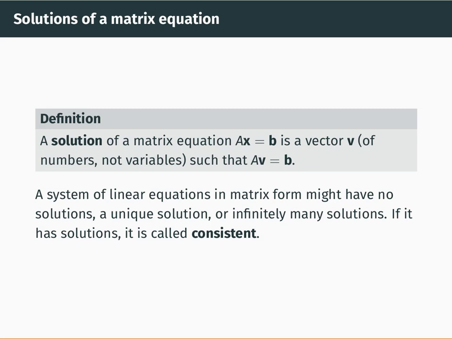On this slide I'm going to give a formal definition of a solution to a matrix equation, because it so happens that we're going to talk about solutions a lot and I need to be precise about what I mean by a solution. A solution of a matrix equation of the form A times X equals B is a vector V, this time of numbers, not variables but numbers, such that A times V is equal to B. So really this is just what you think it is. This is the normal commonplace meaning of a solution of a system of equations. It's a set of values that the variables in that equation can take, which make the equation true.